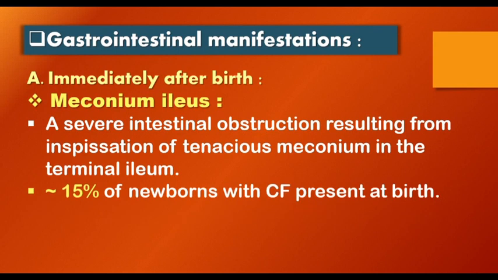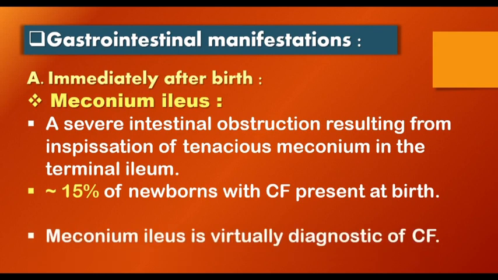As we say, cystic fibrosis could be present immediately at birth or later on. Meconium ileus affects about 15% of newborns, presented at birth. Meconium ileus is virtually diagnostic of cystic fibrosis. What does this statement mean? This means the infant should be treated presumptively as having cystic fibrosis until a diagnosis can be proved. When you are dealing with a newborn with meconium ileus, you have to keep in mind this is cystic fibrosis until you confirm the diagnosis. This is the way, because early diagnosis and management will make the difference.